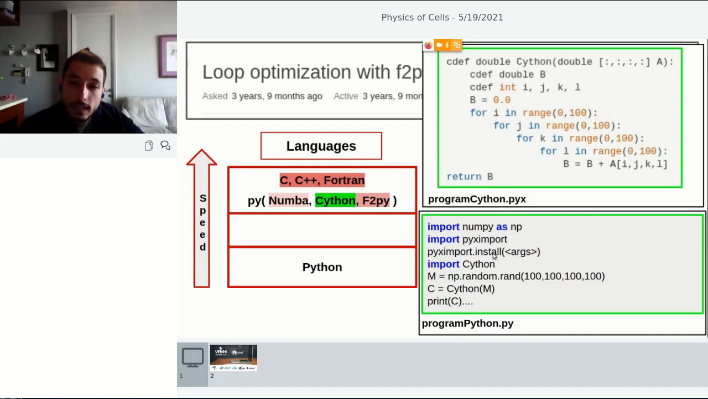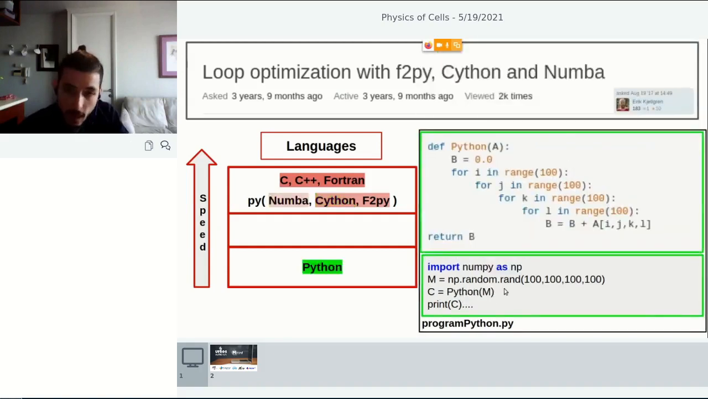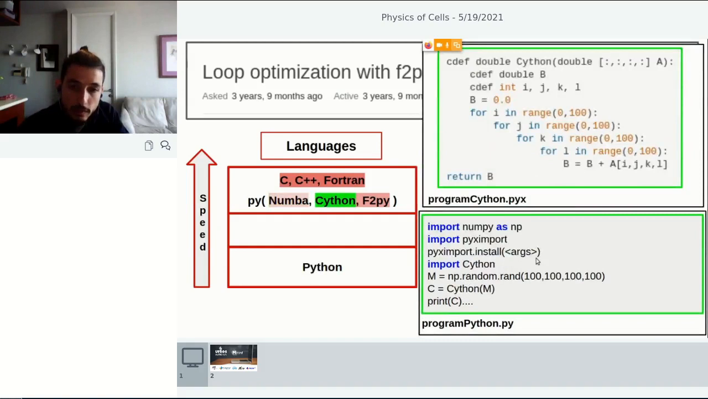And when you run it, this call is already compiling the function, and then you can import it directly by using the name of the function, Cython, and then use it just as if it was a simple Python function. And then you have a totally C function running inside of your Python, and you wrote it in Python.